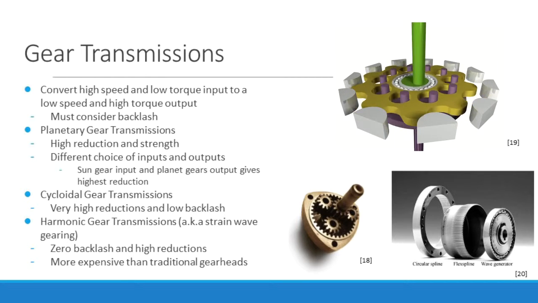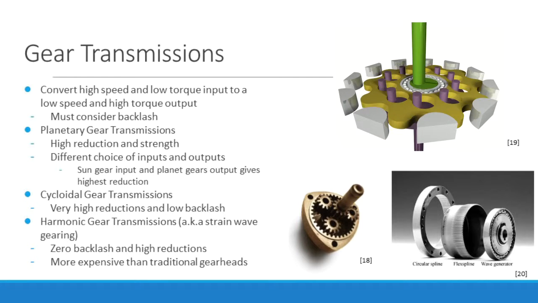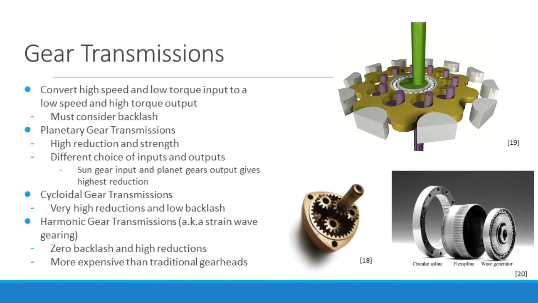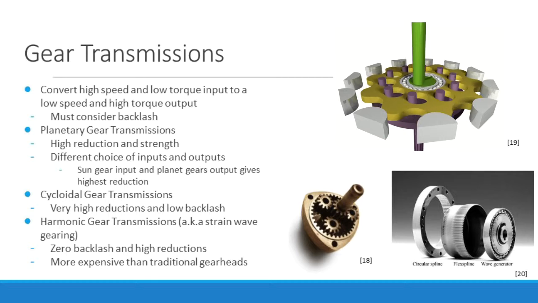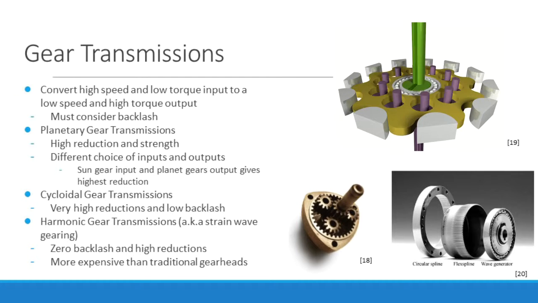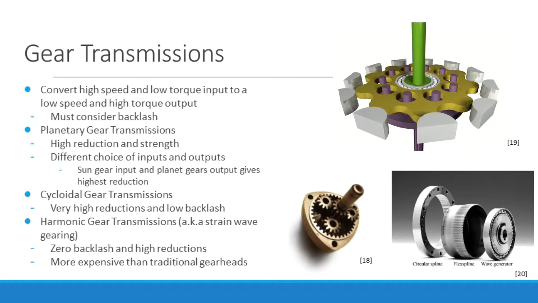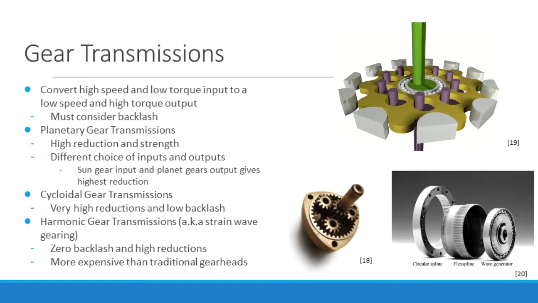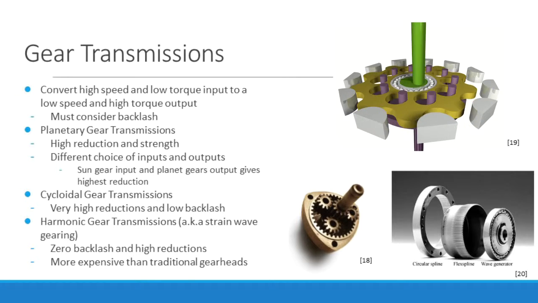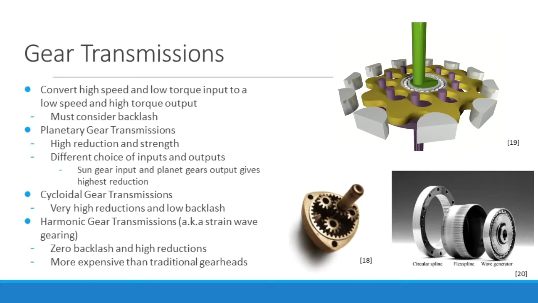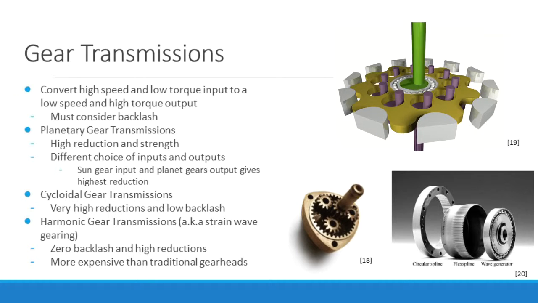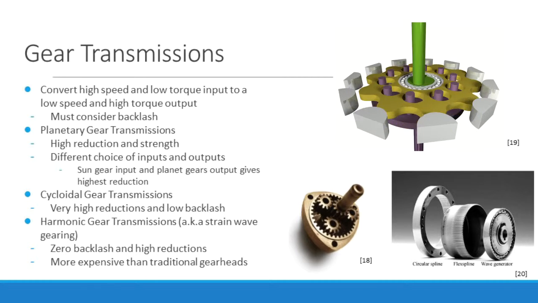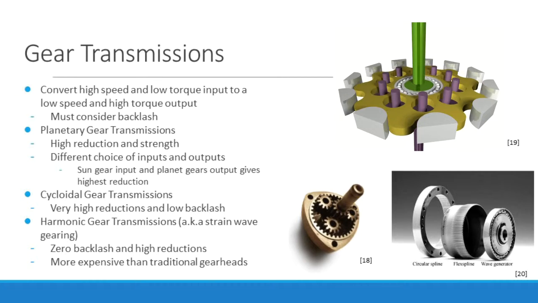These transmissions also tend to have much less backlash or play, which makes them better than traditional gears for high-precision applications. Harmonic gears, also known as strain wave gears, are another interesting high-reduction transmission. These transmissions have zero backlash, which makes them particularly good for precision motion applications, but they are also much more expensive than the more traditional gears.